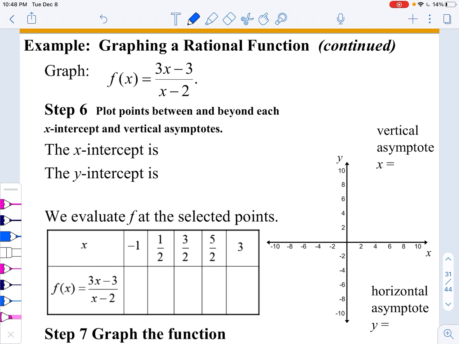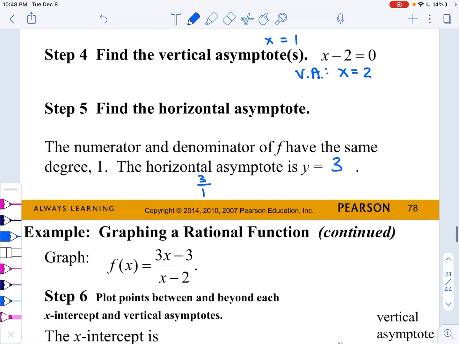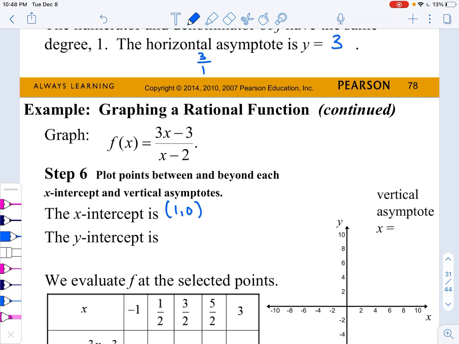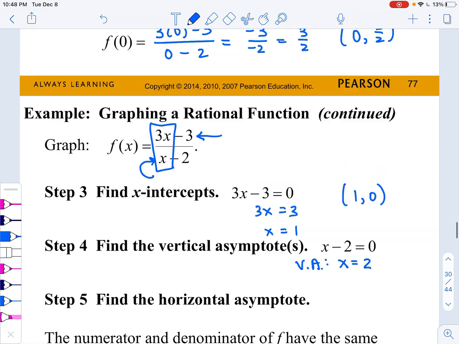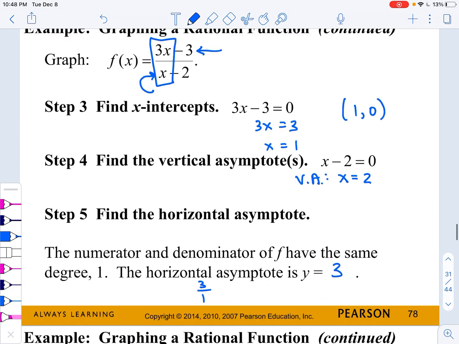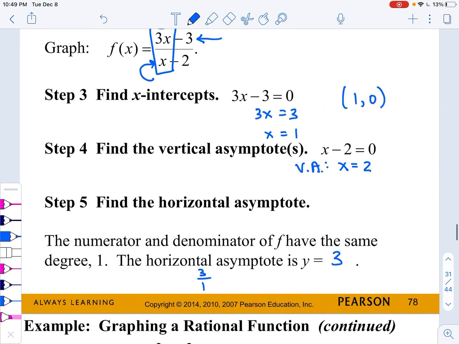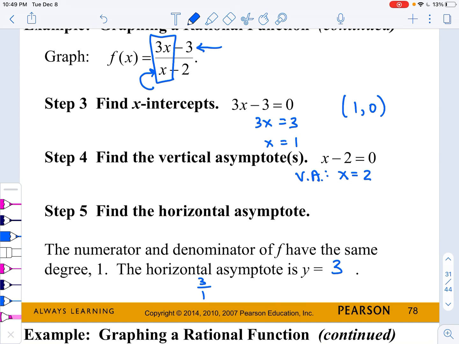It wants us to find some extra points in between and beyond. It says to plot some points between and beyond each x-intercept and vertical asymptote. Our x-intercept was 1, 0. Our y-intercept was at 0, 1.5 or 0, 3/2. We also had some vertical and horizontal asymptotes. Let's start putting those on there too.